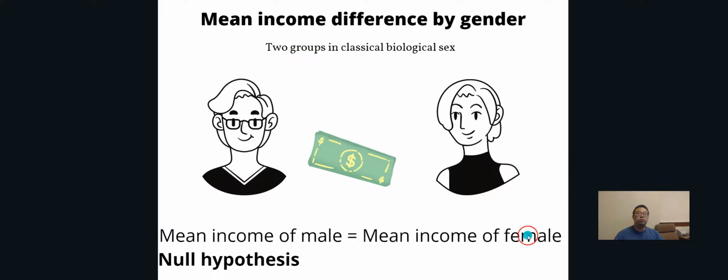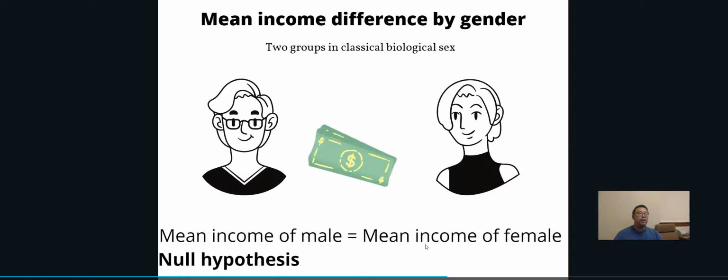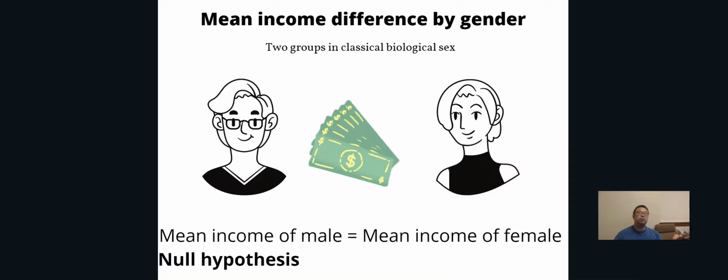So we can use those two means, the average income of males and the average income of females, to compare them and decide whether there is a real difference or whether they are identical and the differences are caused by sampling error or by chance. So we are using those criteria in the independent sample t-test, when we have two groups in the sample.